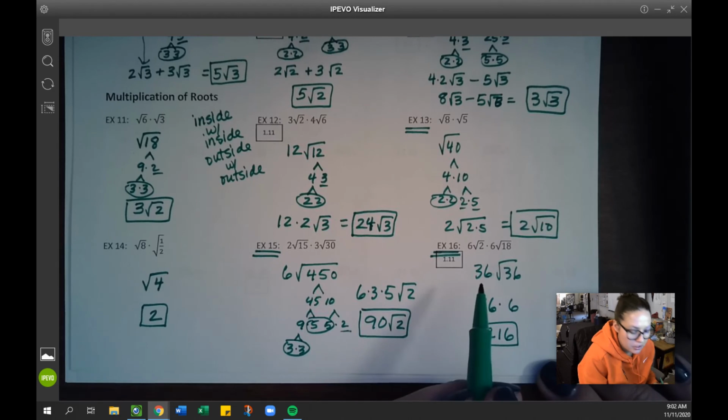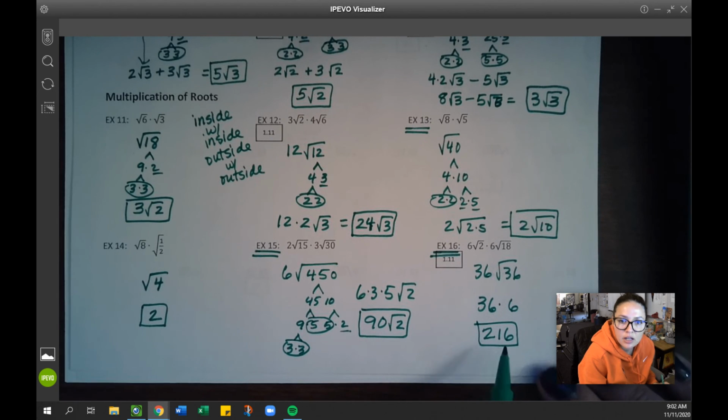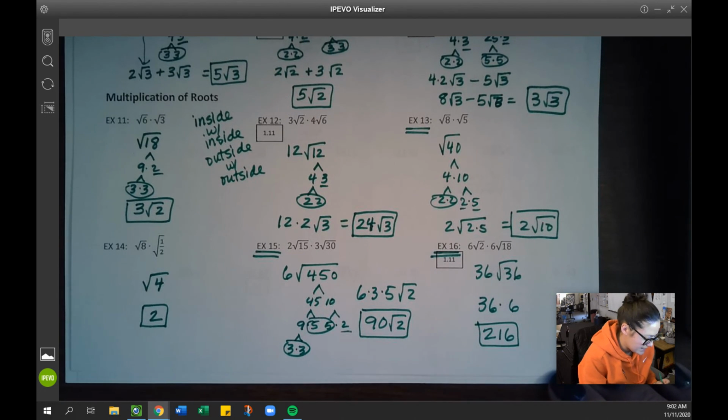For the last one, we have 36 times the square root of 36. Now, 36 is a perfect square, and the square root of 36 is 6. So we're just left with 36 times 6, which is 216.